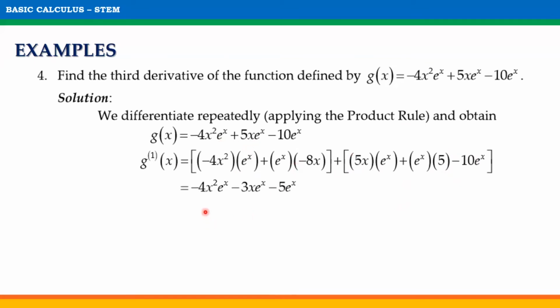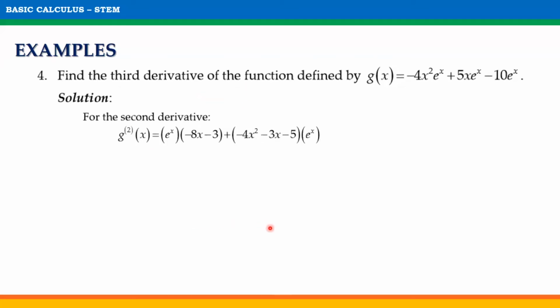Simplifying this, we will get negative 4x squared e raised to x minus 3x e raised to x minus 5 e raised to x. Since we have common factor e raised to x, we can factor that out and write our first derivative to be e raised to x quantity negative 4x squared minus 3x minus 5. But remember that we are after the third derivative of the function. Thus, we will get the derivative of this to obtain the second derivative of g of x.